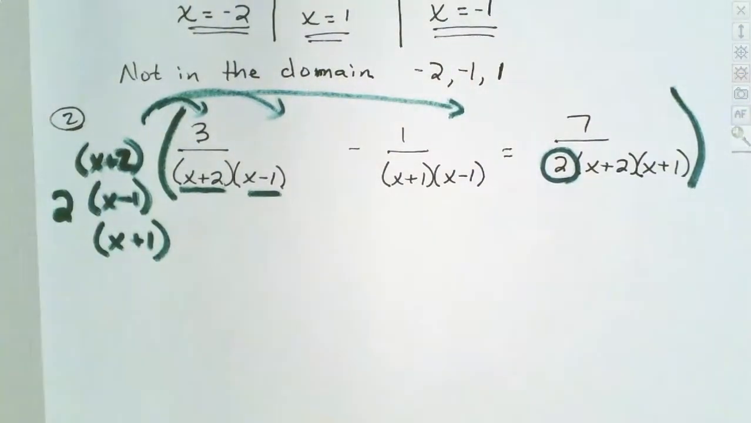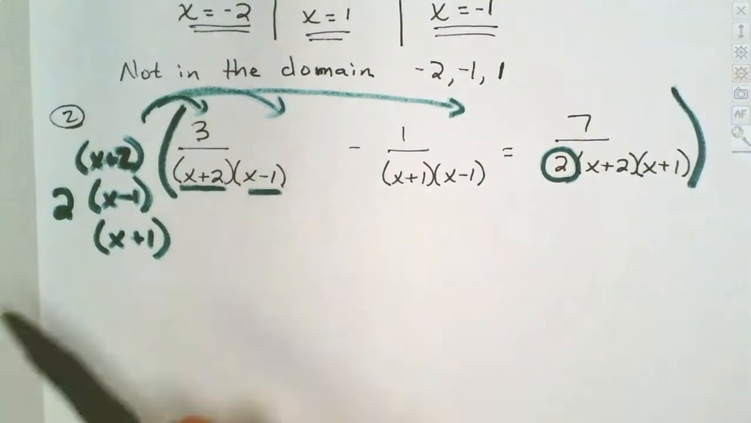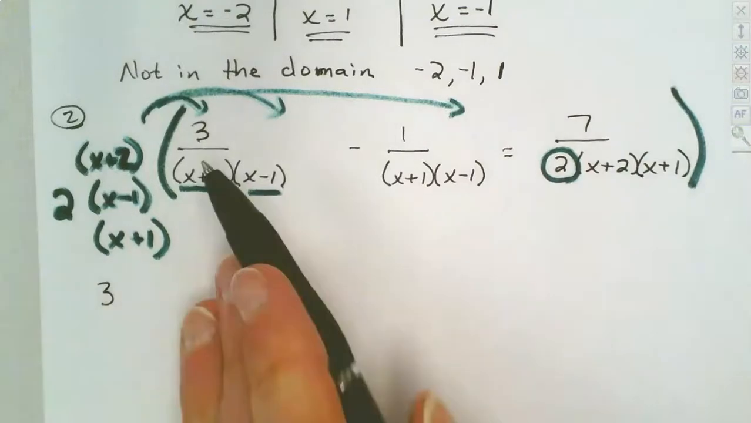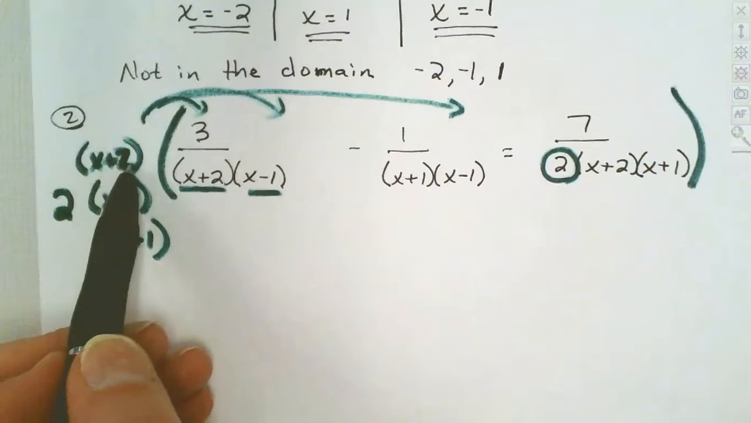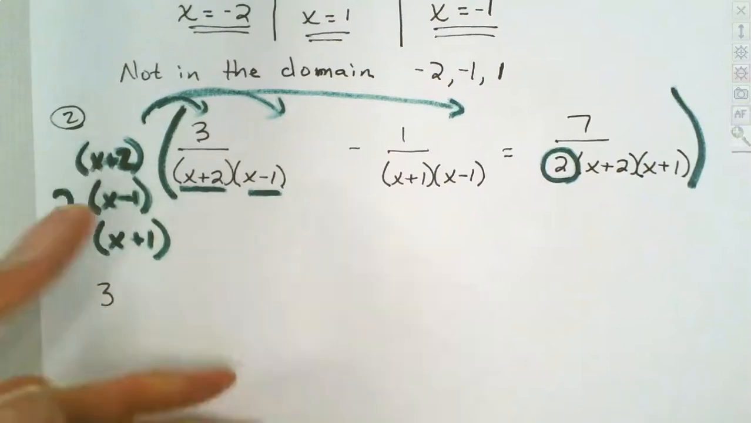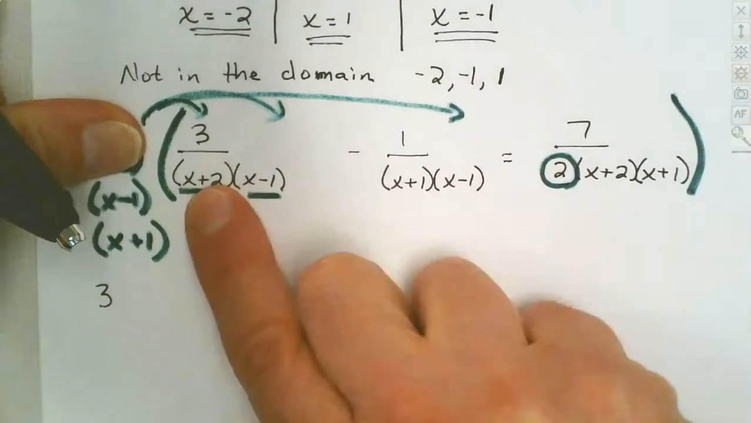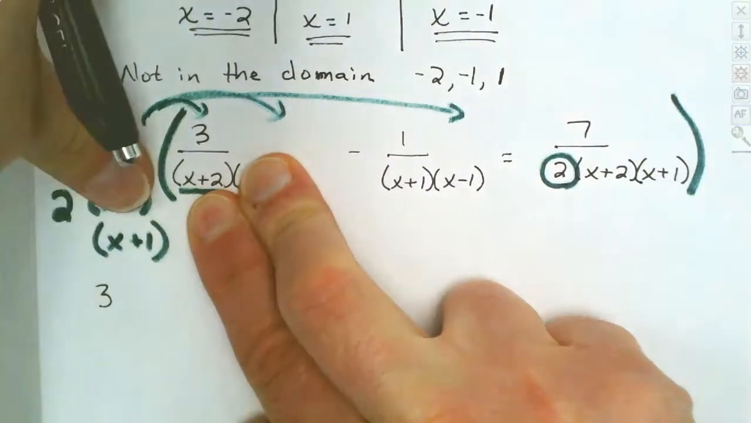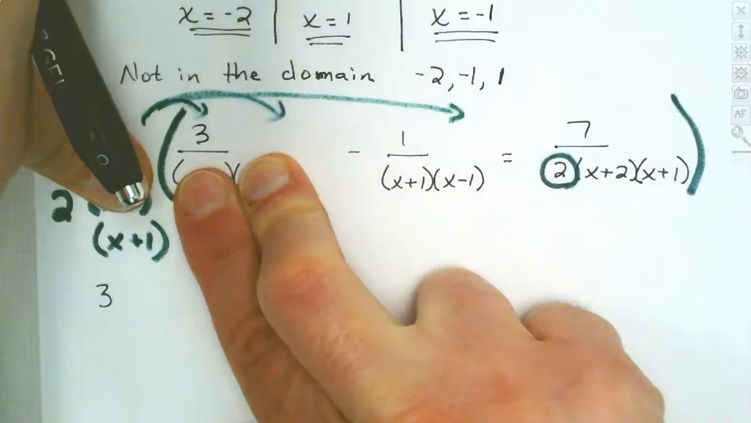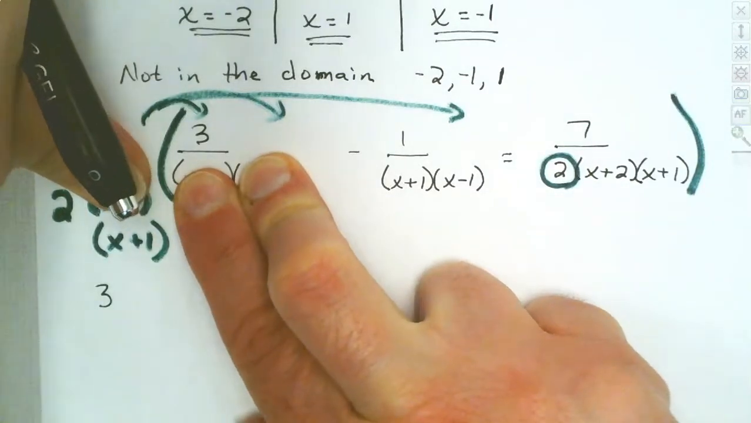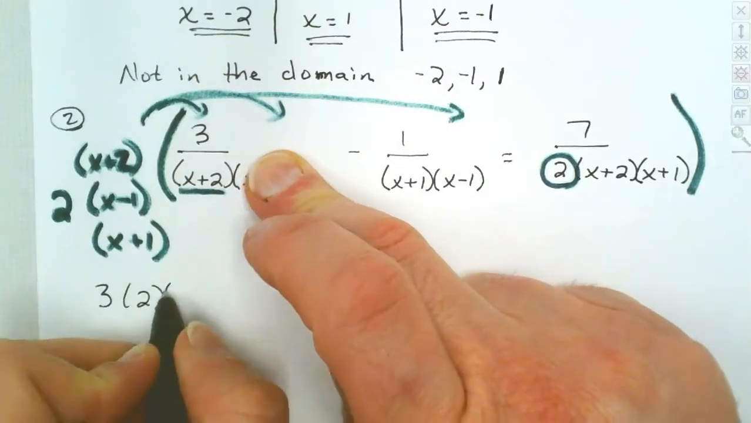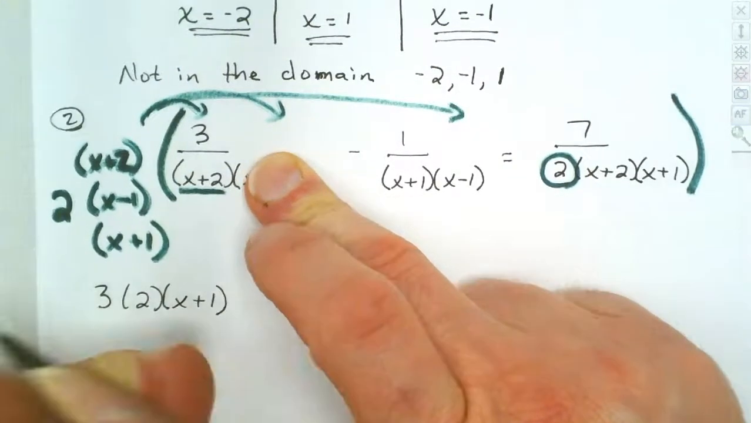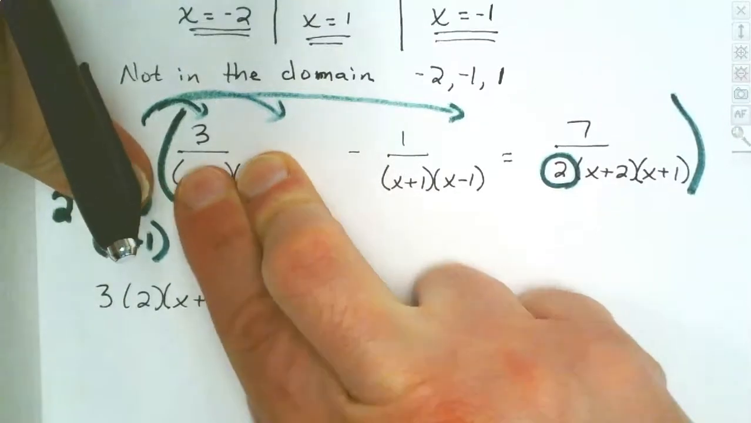So let's take our time and see what we've got. Well, what do we have when we distribute? We've got a 3 on top here, so that stays. Now what cancels out? When we look here, the x plus 2 cancels, right? Those cancel. The x minus 1s cancel. And so what's left over then? We've got the 3. And what else do we have? We have a 2 times an x plus 1. Because everything else went away, didn't it? All that canceled out.